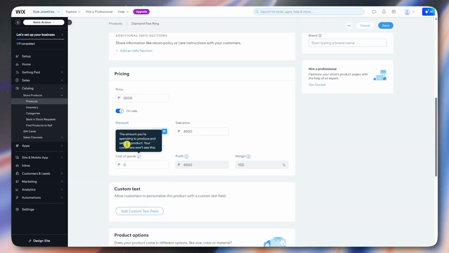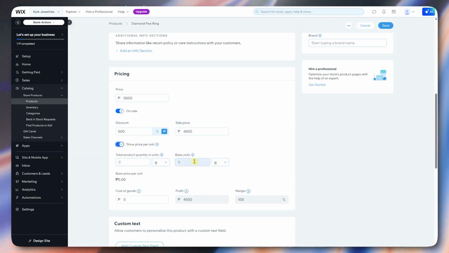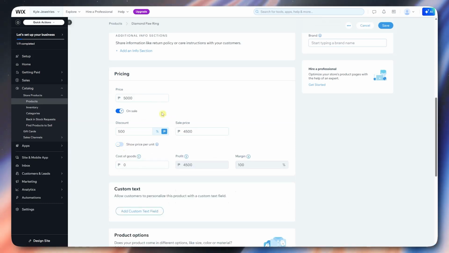Next is that you could show your price per unit right here, so you can let customers see prices based on fixed measurement units. Like for example, price per 100 grams of cheese. So you could use this if you are pricing your product based on weight or maybe length. So yeah, you could use this. So when you enable this, these are your options. In my case, I will not because I am selling a ring right here or jewelry, so I didn't think it would be appropriate for my product.